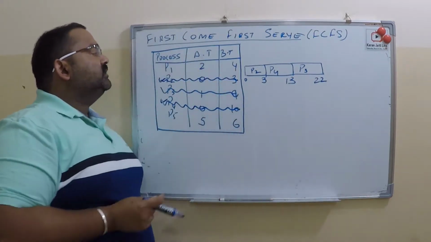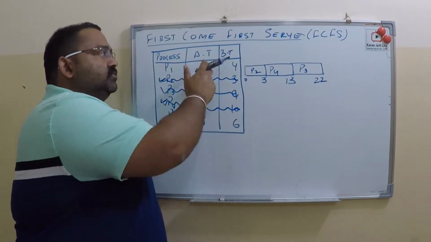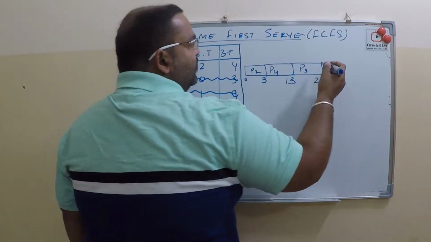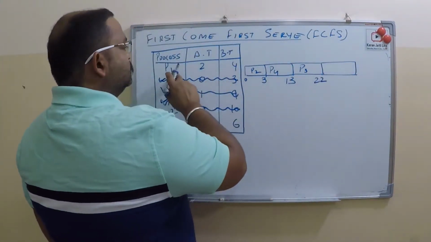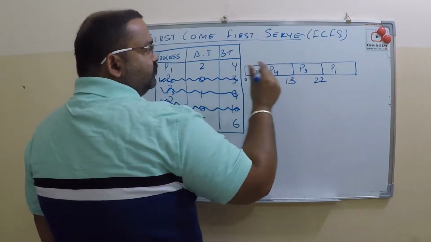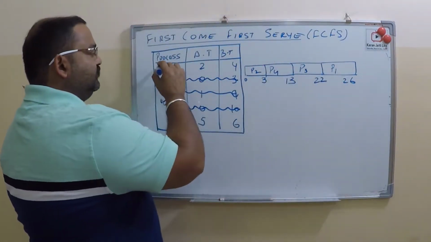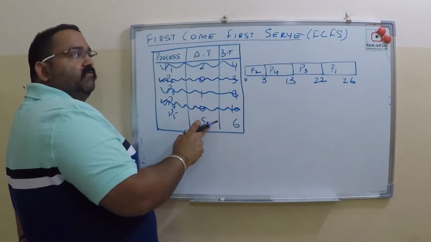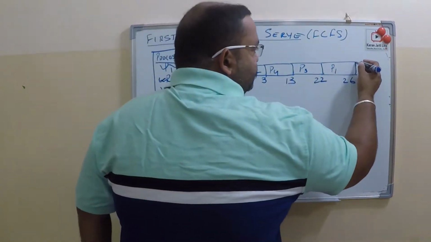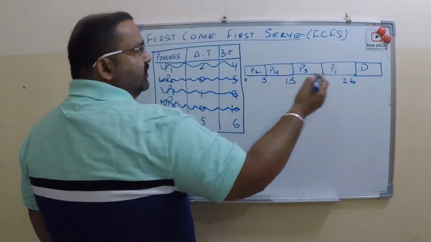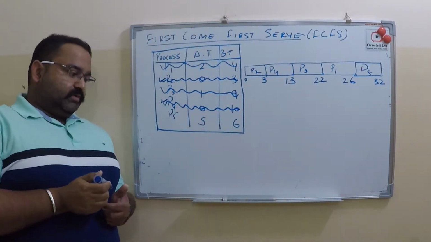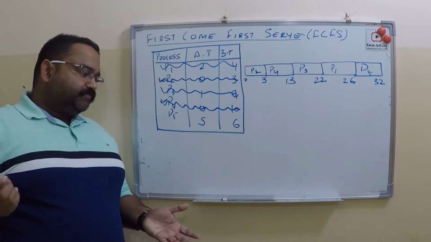Now what is left? We have P1 and P5. P1 is next. It starts at time 22, it needs 4 seconds, and 22 plus 4 is 26, so it finishes at 26. Then comes P5, the last one. It needs 6 seconds, so 26 plus 6 is 32, and P5 will finish at time 32.